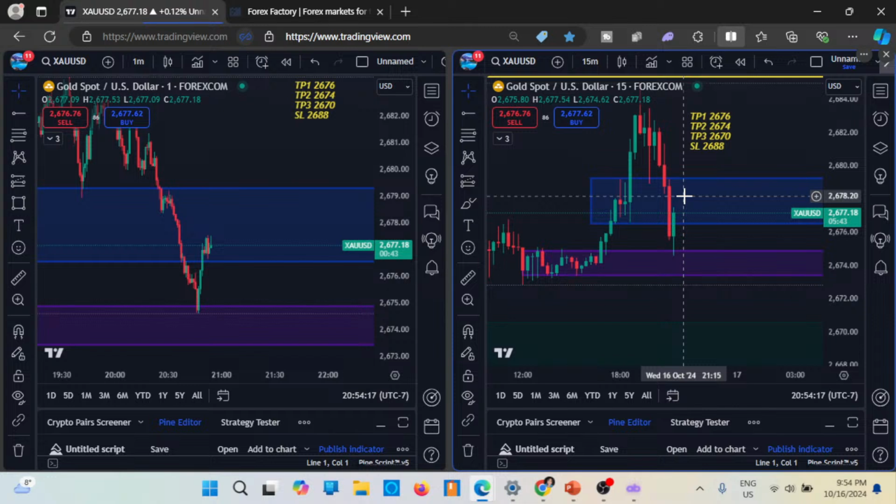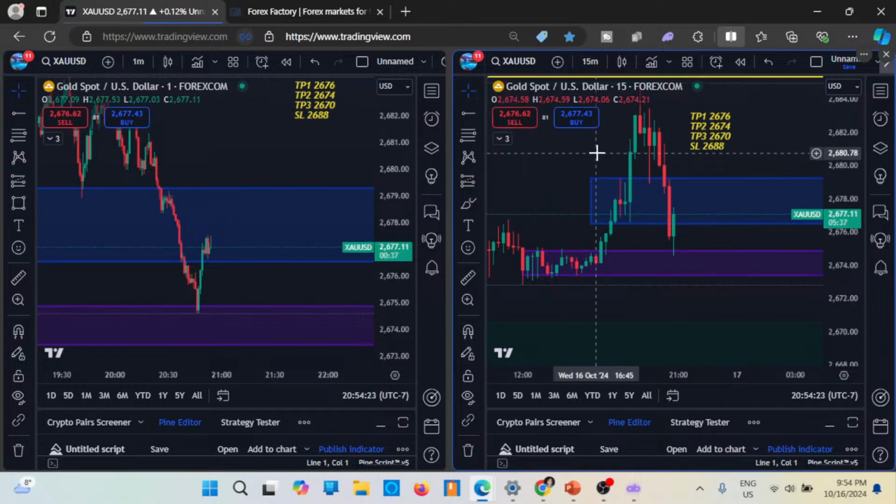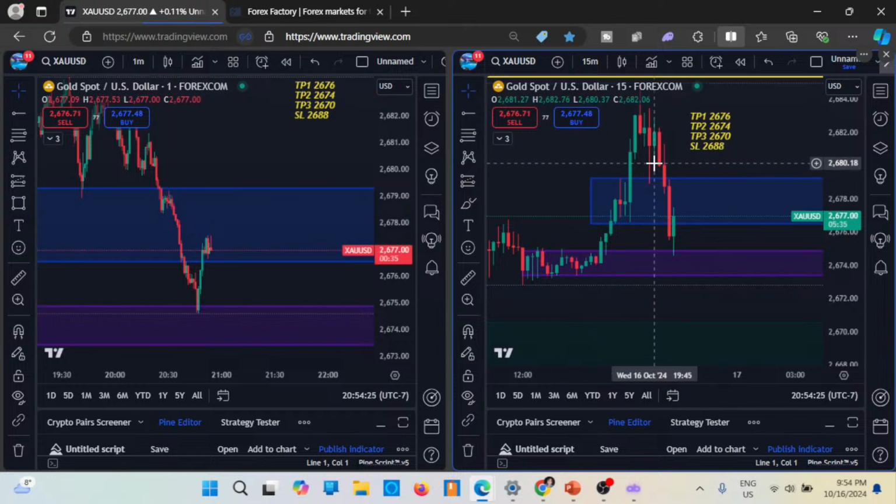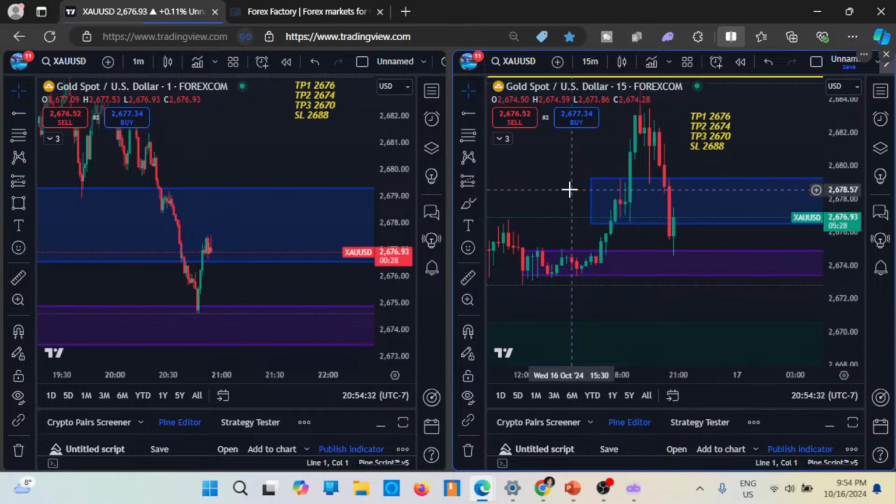Were they all on gold? Yeah. So at the beginning of this live, I took at least 2 trades on gold. One was a buy, the other one was a sell. And yeah, that's pretty much it. And they all hit take profit.